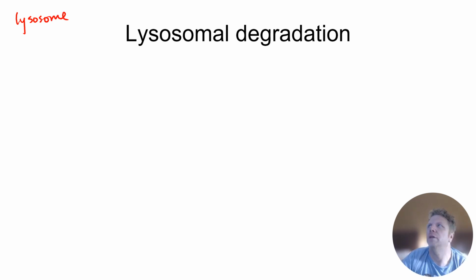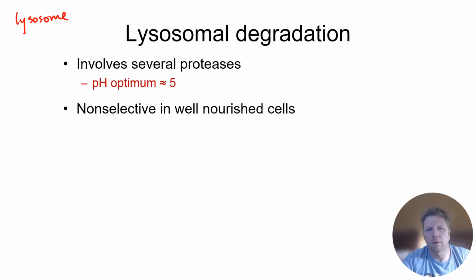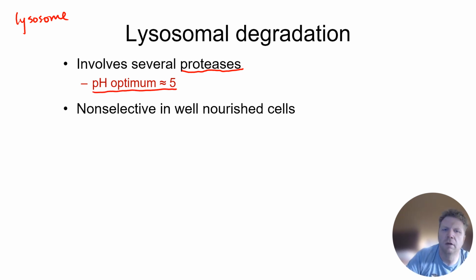So essentially, proteins get degraded in the lysosome. Now, there's kind of a bit to that. First and foremost, this involves proteases. So this involves proteins that are going to break peptide bonds. Now, these proteases have an optimal pH, so they are most active at about 5. So at a pH of 5, this is a very acidic environment.